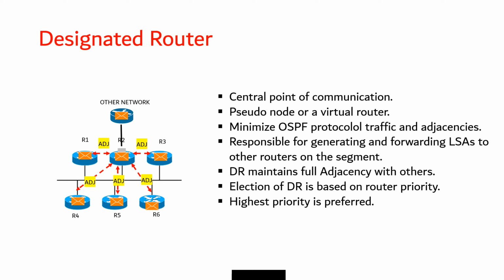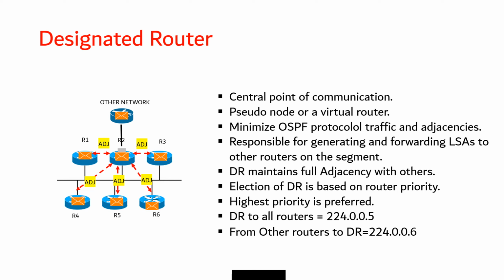So the DR can send a packet to all the OSPF routers in the subnet by using multicast address 224.0.0.5. Similarly, any OSPF router needing to send a message to the DR and also the BDR, which we will discuss, can send those messages to all SPF DR's multicast address, that is 224.0.0.6.